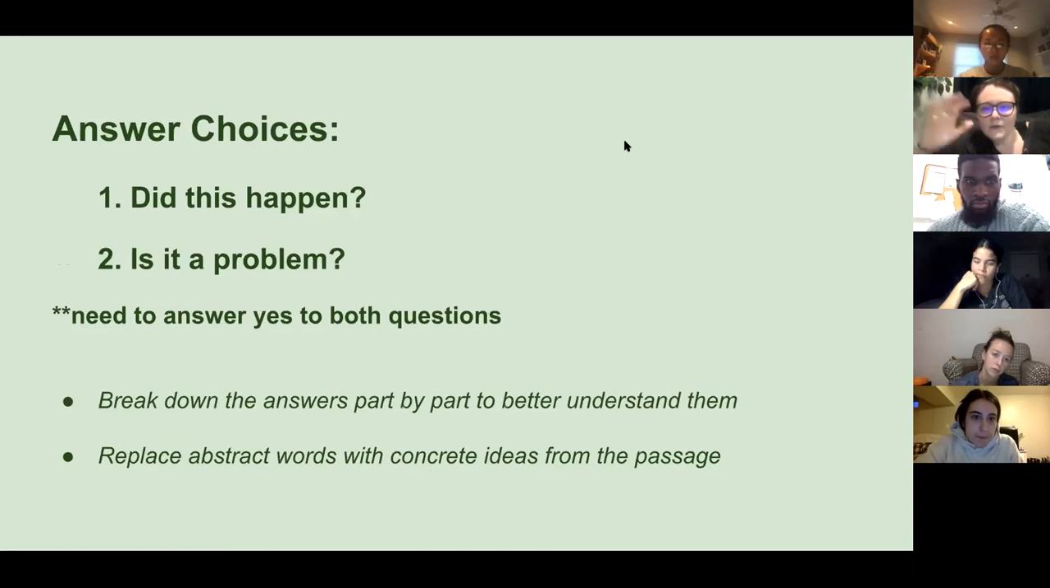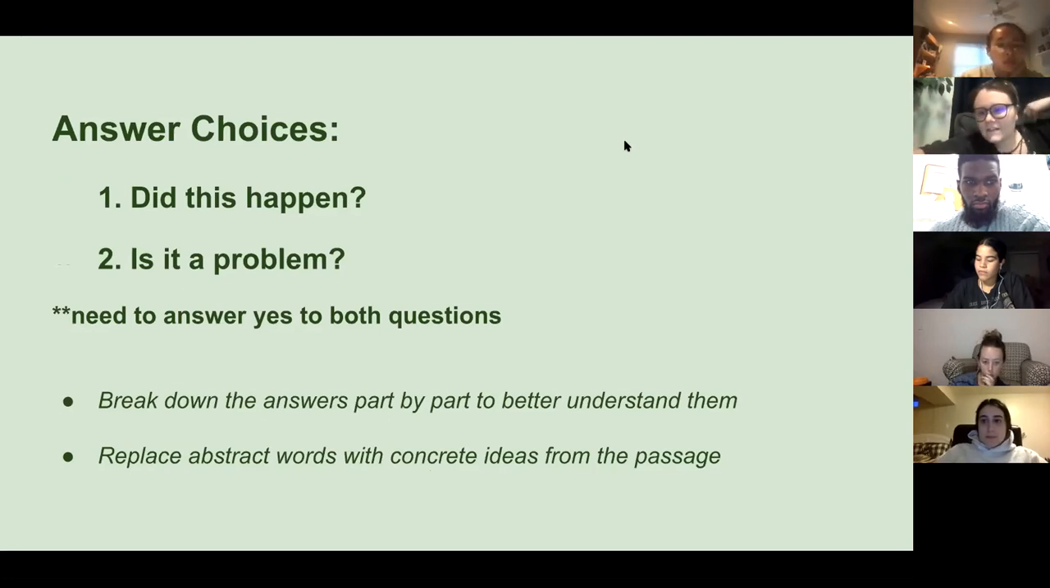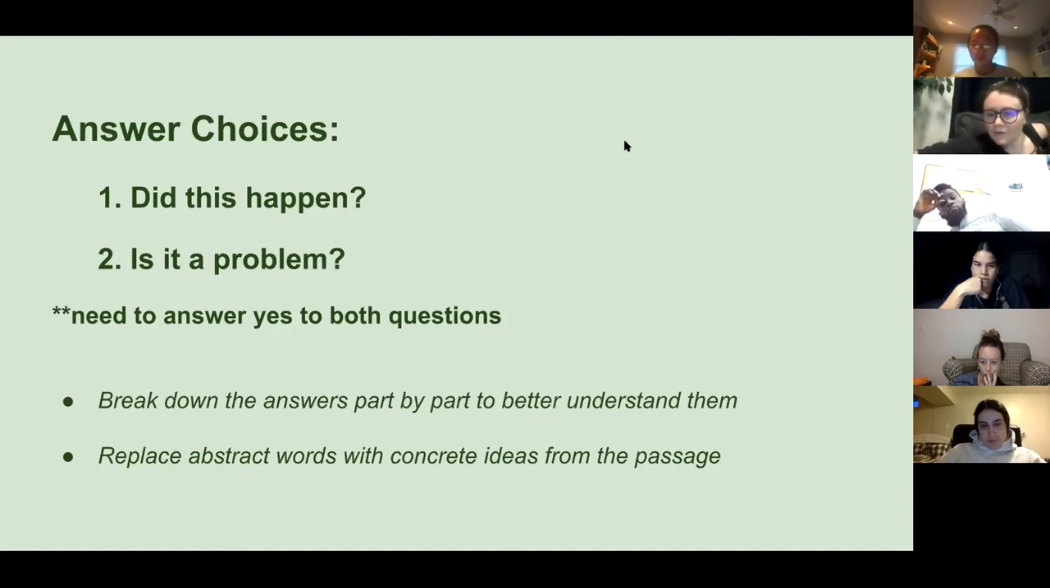And then as we go through the answer choices, what we're going to ask ourselves is, did this actually happen? Sometimes answer choices will put really fancy flaws in there that are great flaws, but it's not actually what's happening in our argument. And then we'll have to ask ourselves, is it a problem that it does that? Sometimes wrong answer choices will say something that happened, but it actually isn't a flaw and it's okay that it did it. We need to say yes to both of those questions in order for it to be the correct answer.